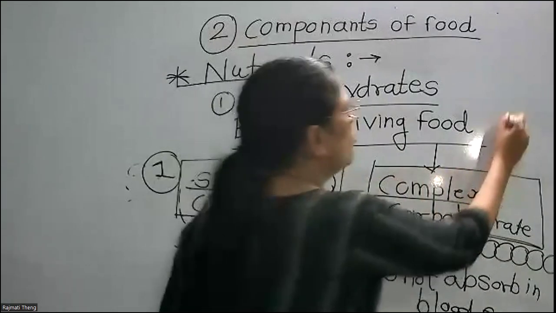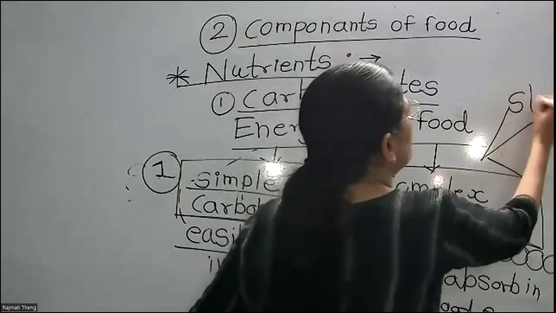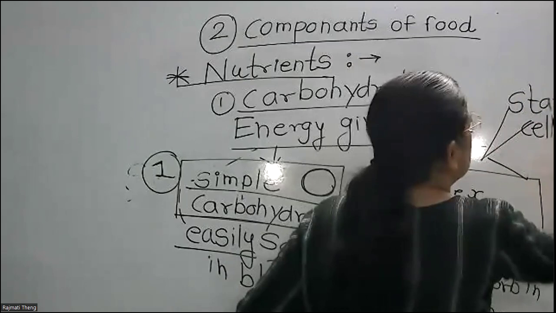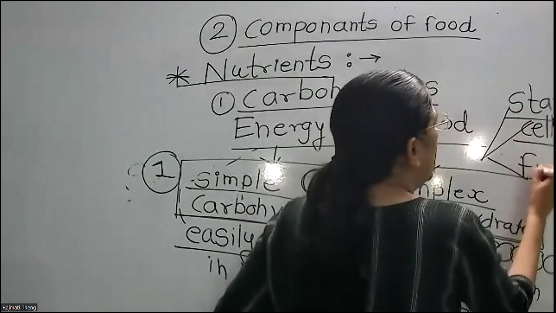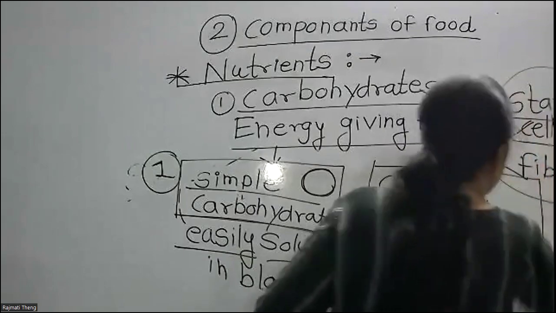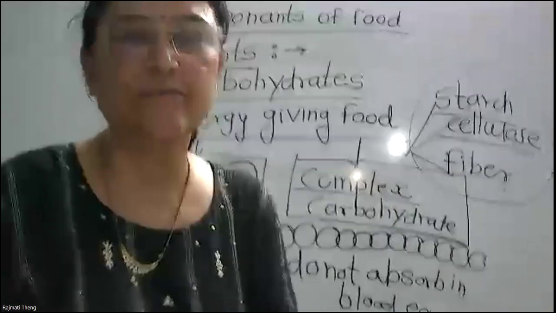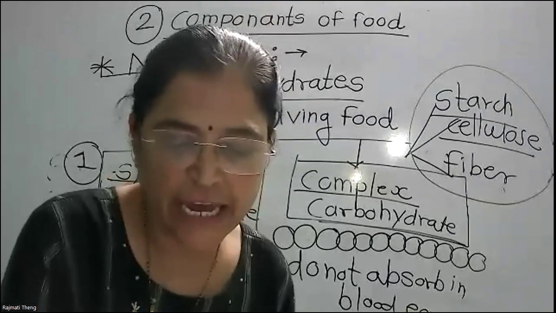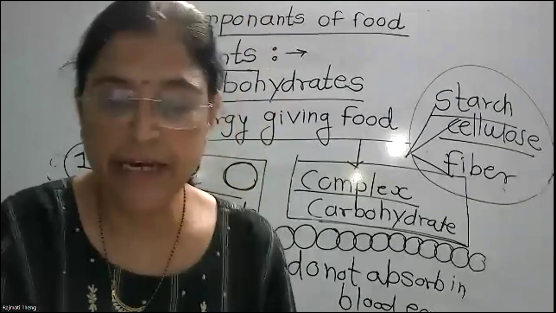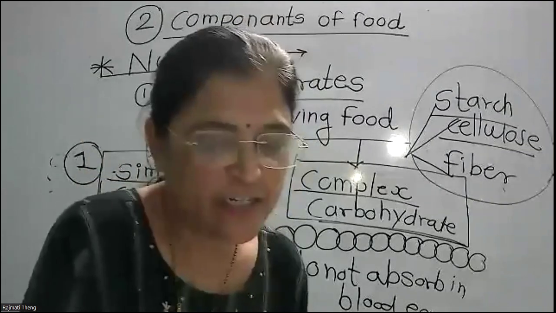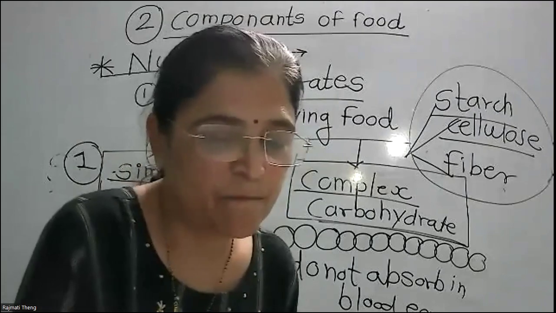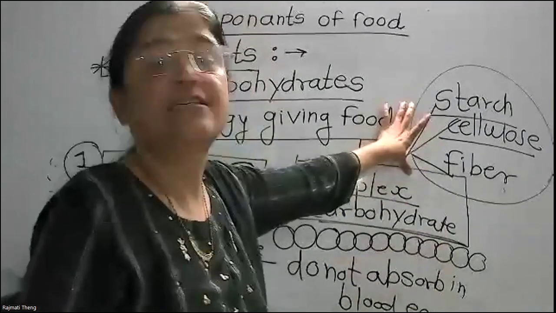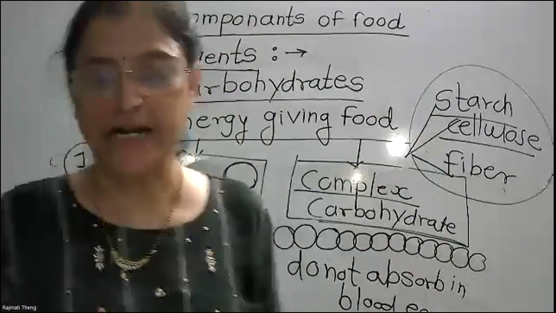So which are the examples of complex carbohydrate? Starch. Starch is a complex carbohydrate. Cellulose is a complex carbohydrate. And the next one, fiber, is a complex carbohydrate. What are the examples of complex carbohydrate? That is starch, then cellulose, and then fiber. The examples are starch, cellulose, fiber, glycogen.